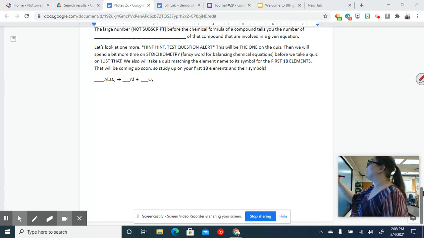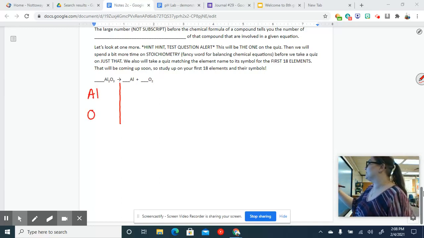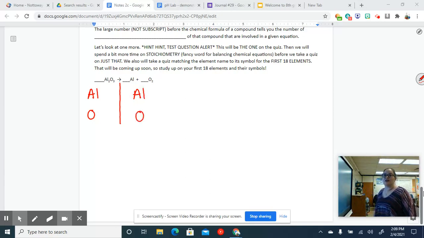All right, so this is the one that's going to be on the quiz, so let's do it. Step number 1, draw a line underneath it that divides the reactants and the products. Step number 2, identify your elements. We've got aluminum and oxygen. Step number 3, identify how many atoms of each element you have on each side. So aluminum on this side is 2 and oxygen 3. Over here, aluminum 1 and oxygen 2.